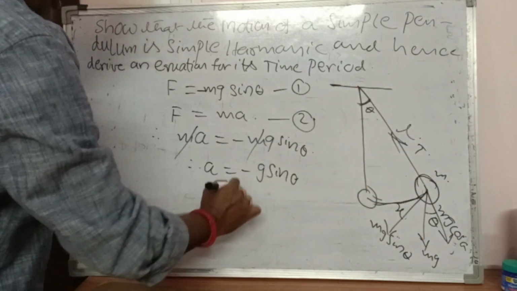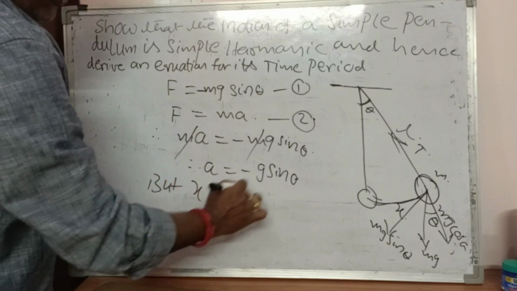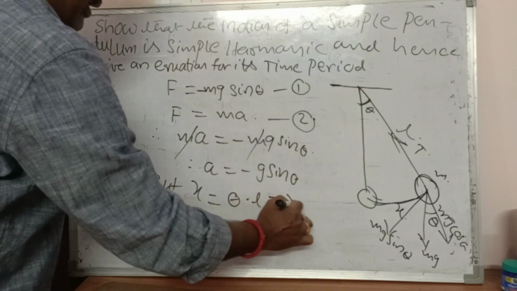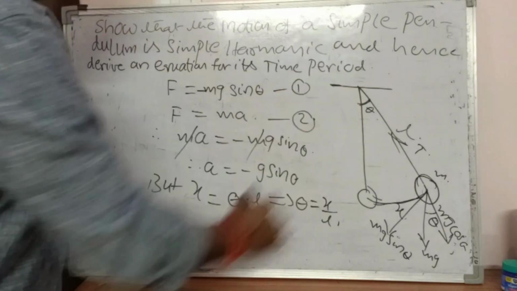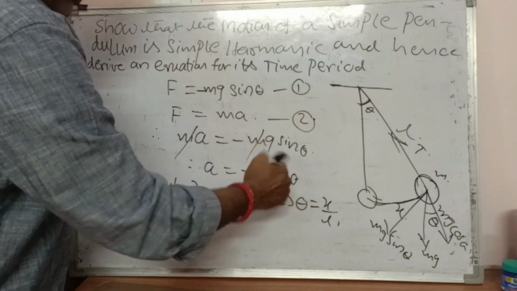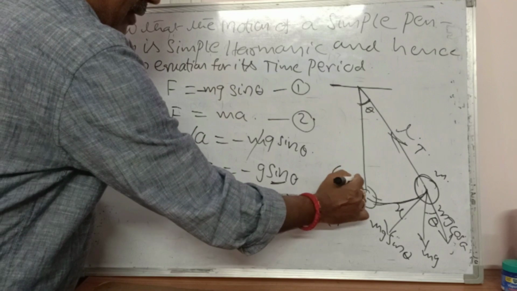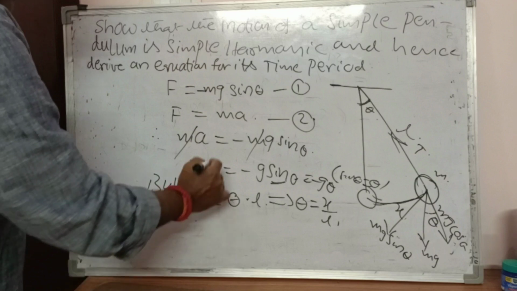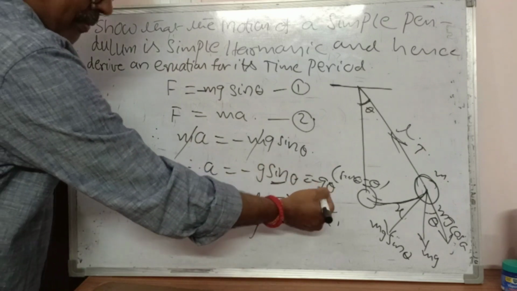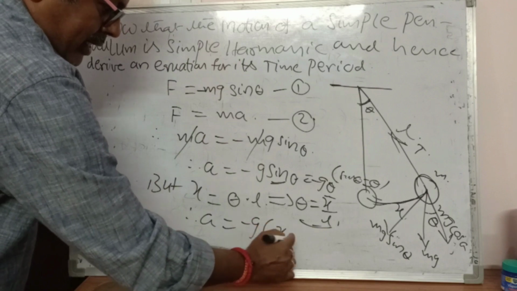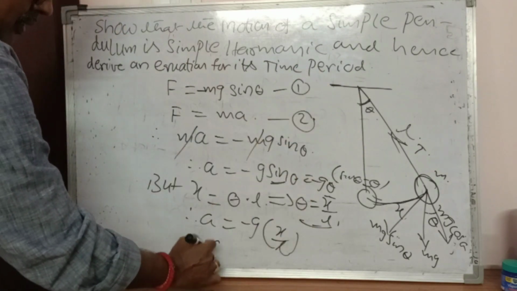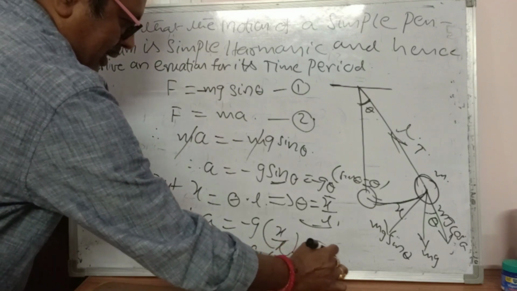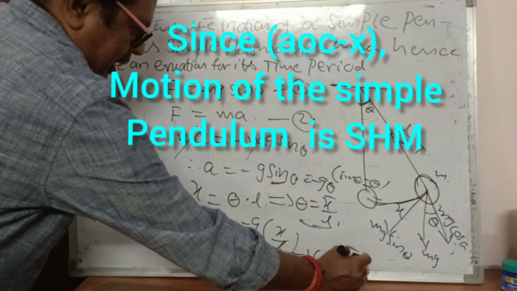It can also be observed that arc length is equal to radius into angle. Therefore, x is equal to r theta. Therefore, theta is equal to x by L. When you substitute this theta in the above equation, a is equal to minus g into x by L. This implies a is equal to minus g by L into x. If g by L is constant, a is directly proportional to minus x. Hence, it is proved that motion of the simple pendulum is SHM or simple harmonic motion.